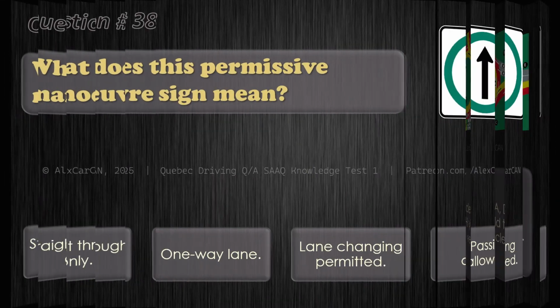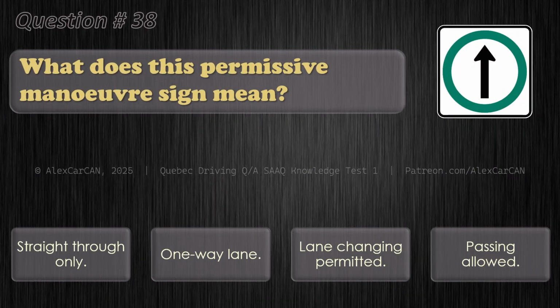Question number 38. What does this permissive maneuver sign mean? Straight through only. One-way lane. Lane changing permitted. Passing allowed. The correct answer is straight through only.